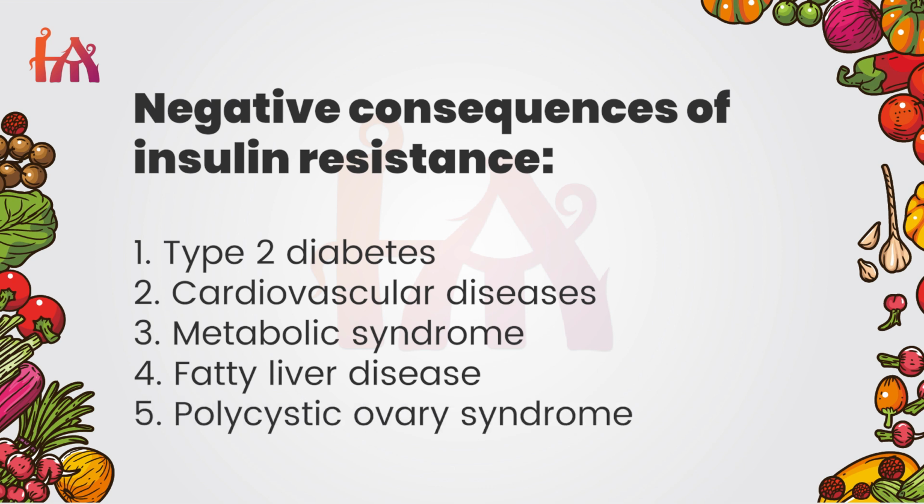5. Polycystic ovary syndrome, PCOS. In women, insulin resistance is associated with polycystic ovary syndrome, a hormonal condition that can cause menstrual irregularities, weight gain, excessive facial or body hair growth, and difficulties with conception.